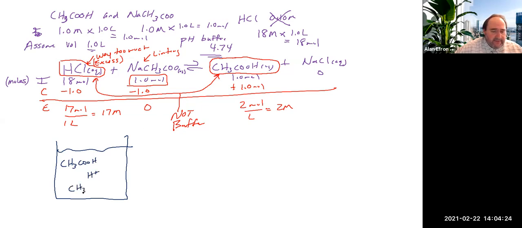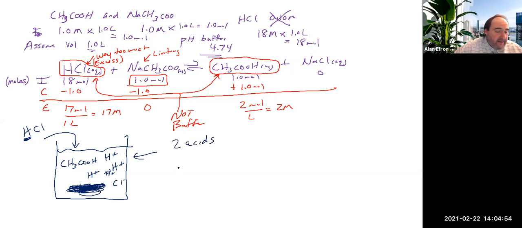We also had some sodium acetate floating around. When we put in our HCl, what it essentially did was take out all of that. It's all gone now, and we've added more H plus from the HCl. We also have more Cl minus, but more importantly, we added a bunch of H plus. So what we actually have in this solution is two acids, and they both are going to be contributing to the total H plus concentration.